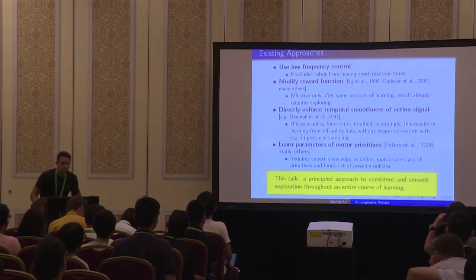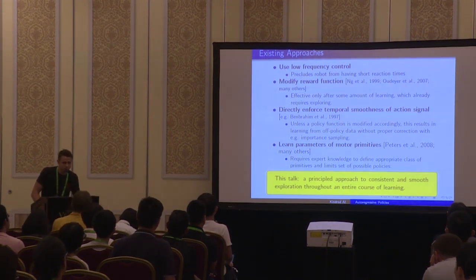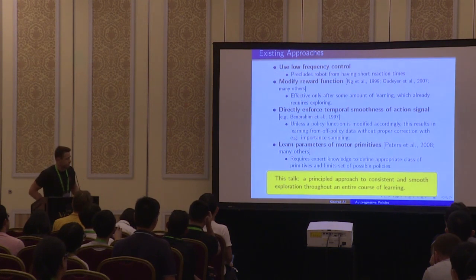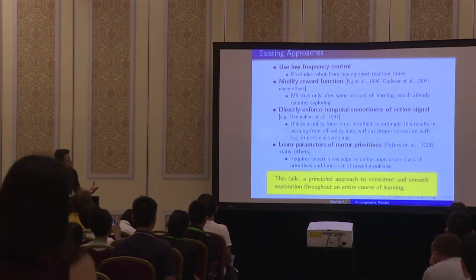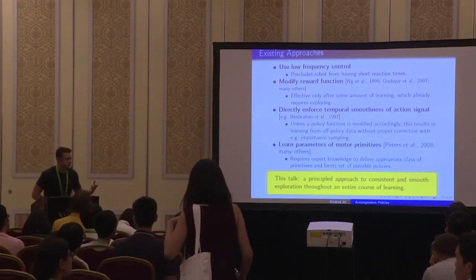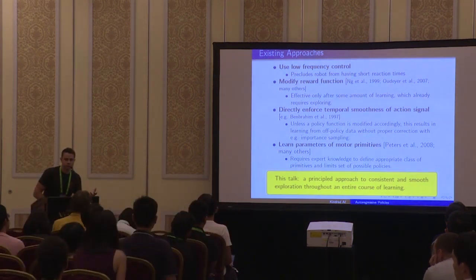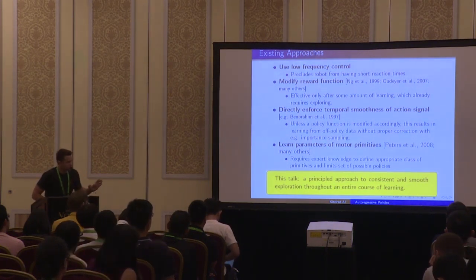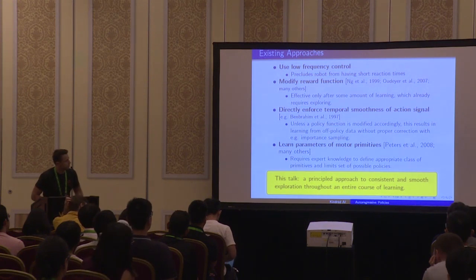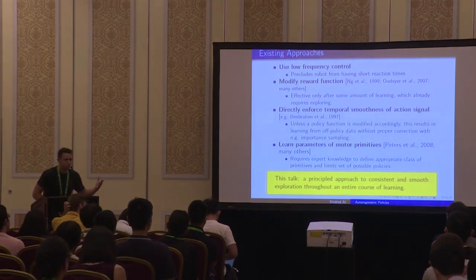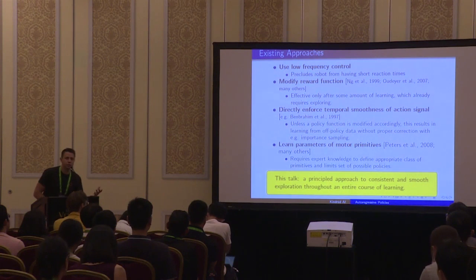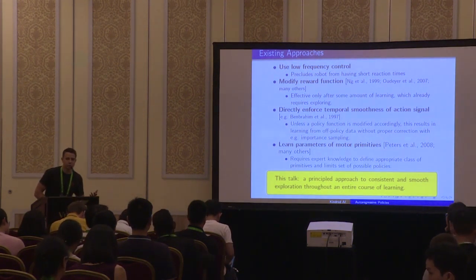Researchers and engineers have faced these issues for years, and a number of approaches and workarounds were proposed. And each of those approaches had its own shortcomings. In this work, we try to offer a principled approach to temporally consistent and smooth exploration right from the start with randomly initialized agents, which would avoid these shortcomings. And in some cases, our approach is complementary to the previously proposed ideas, and in other cases, it offers a more principled alternative.